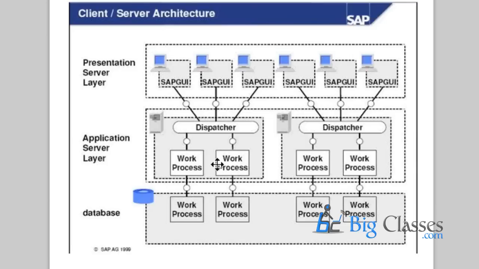So there are n number of work processes available in an application server. The dispatcher will take the requests coming from different users, put them in a queue and then pass each request to the first available work process. Then again you have different types of work process. There are certain work processes dedicated to background jobs, and certain work processes dedicated to printing jobs. So in every application server, you will have n number of work processes. How many you want to have?